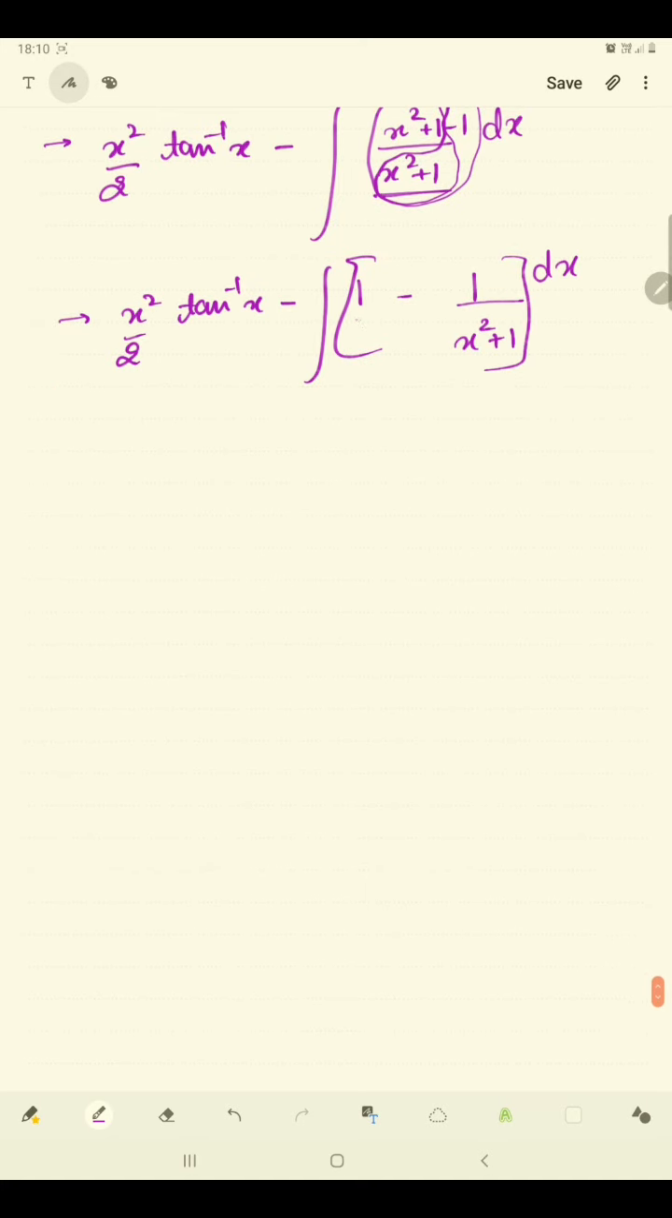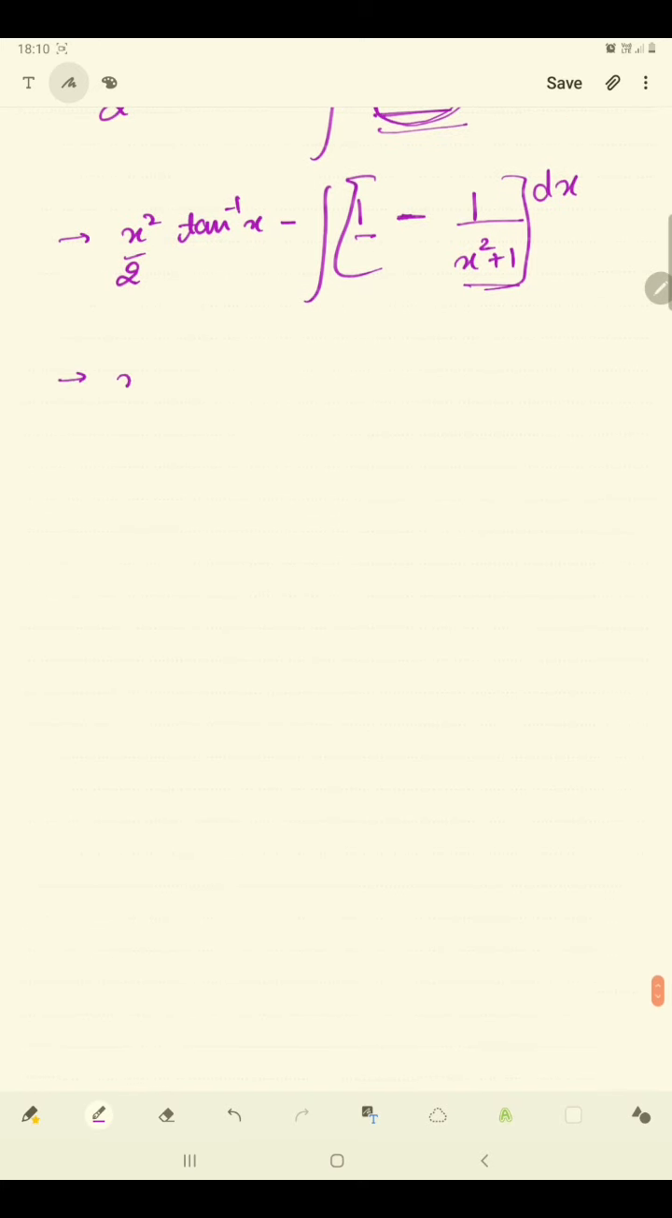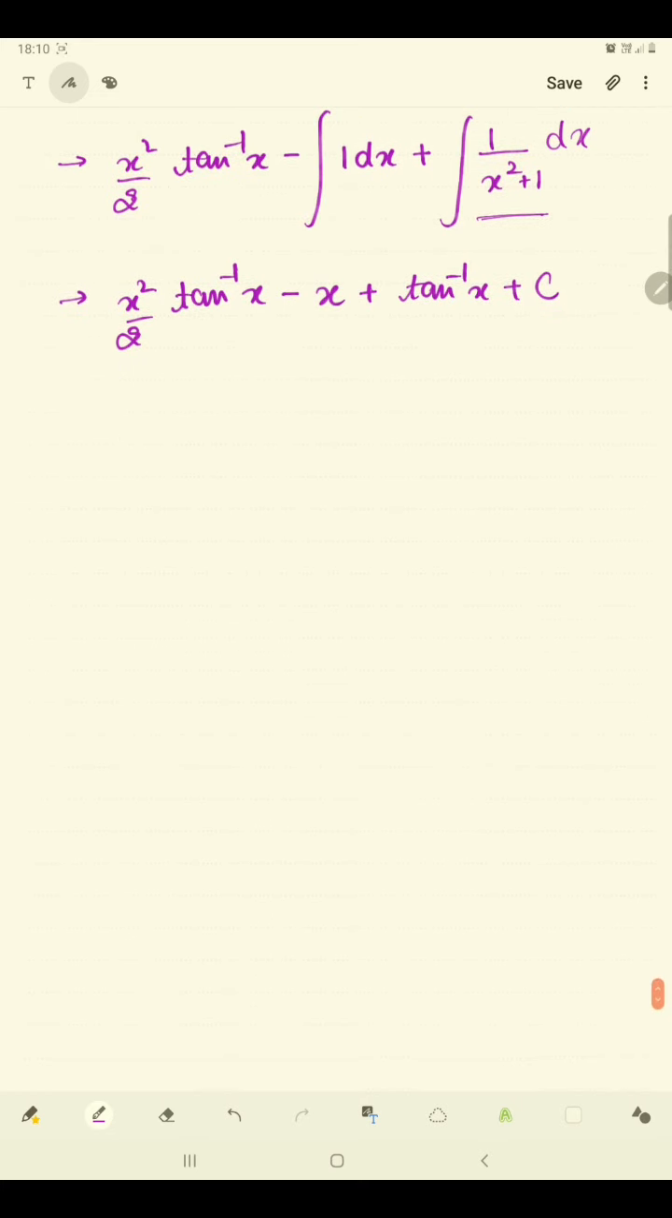Now again we have two terms separated. We have actually converted this thing into two terms separated by a negative sign. So we have x square by 2 tan inverse x minus integration of 1 dx plus integration of 1 upon x square plus 1 dx. So we have x square by 2 tan inverse x minus x plus, this form we know, this is tan inverse x plus c.